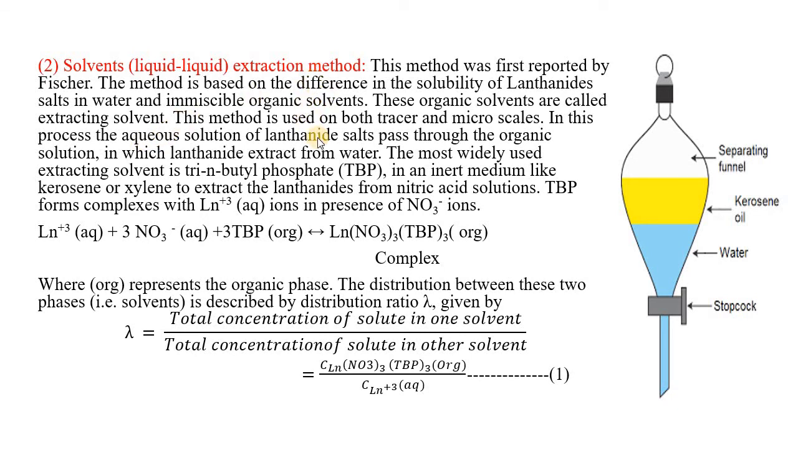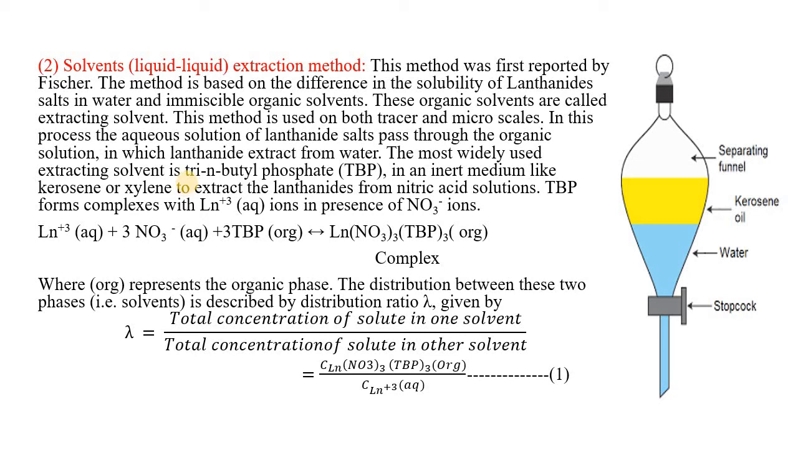This method can be used at micro and macro level, on small scale and large scale both, and it is a highly sensitive method. In this process, the aqueous solution of lanthanide salt is passed through the organic solution, in which the lanthanide is extracted from water. The most widely used extracting solvent is tri-n-butyl phosphate, TBP, in an inert medium like kerosene or xylene, to extract the lanthanides.